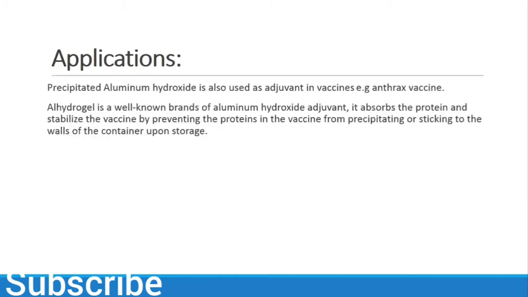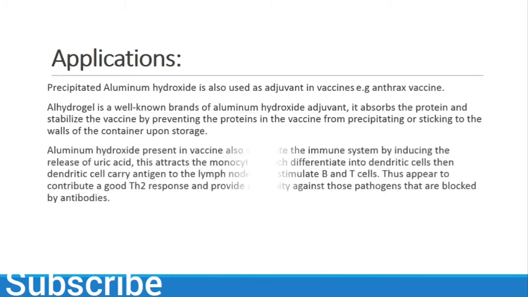And what are the other applications? Precipitated aluminum hydroxide is also used as an adjuvant in vaccines, for example, anthrax vaccine. What is an adjuvant? It is used to enhance the activity of the vaccine. So I give you two three examples, like Alhydrogel is a well-known brand of aluminum hydroxide adjuvant.